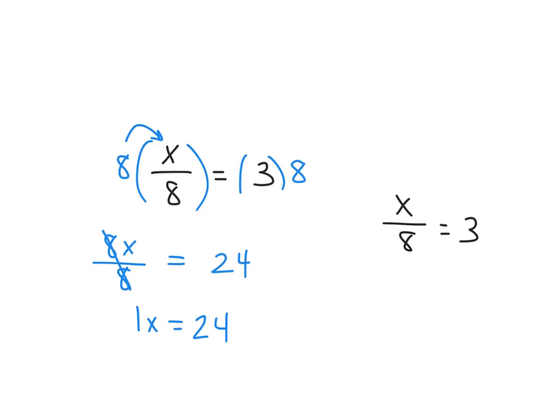So oftentimes what I suggest you do is that when you multiply by 8, you would just multiply it by 8, multiply it by 8, and automatically know that multiplying by 8 and dividing by 8 will undo each other, and then you get x to be alone.